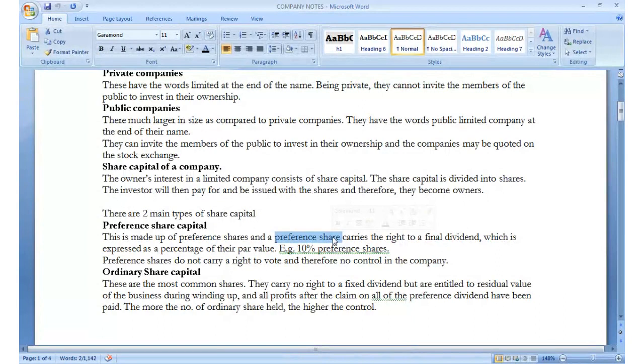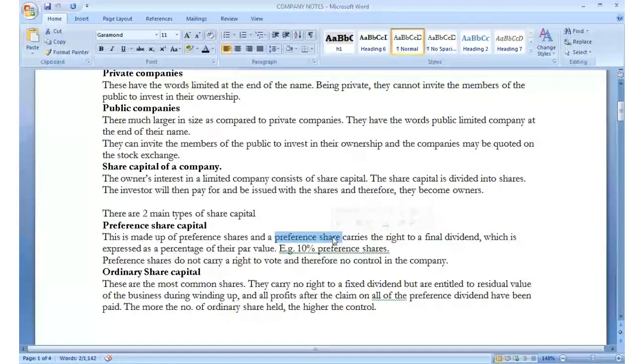When the company sells preference shares to members of the public, the money that they get is referred to as preference share capital. Mostly, they are given in a percentage. As you're going to see in our examples, preference shares have a percentage next to them. That percentage is the return that those shareholders are supposed to be given per year. So 10% means that per year, those shareholders are supposed to be given a return of 10% of their investment.